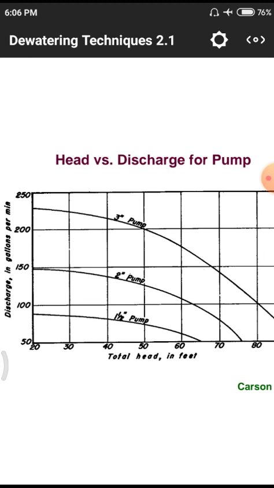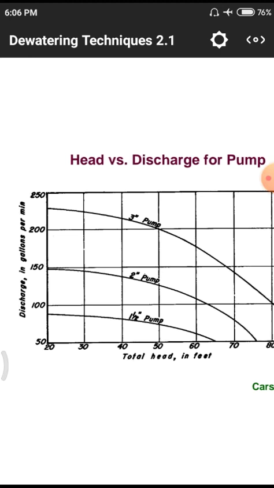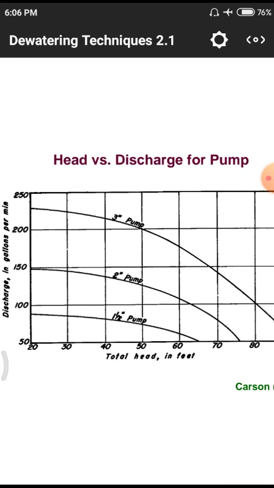Total head in terms of feet, and discharge in gallons per minute. A gallon is about 3.8 liters, or simply some number of liters, so that per each second we know how much water we need to remove from the particular soil.